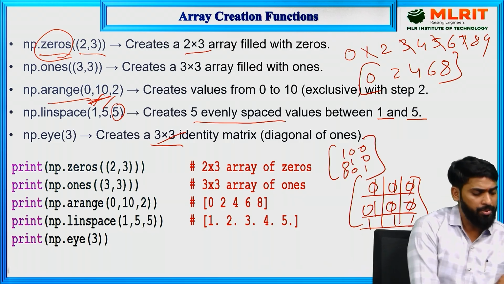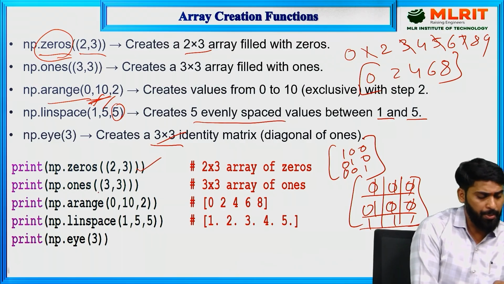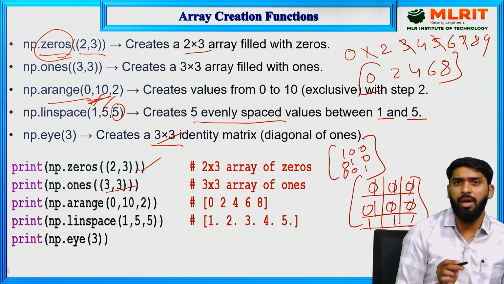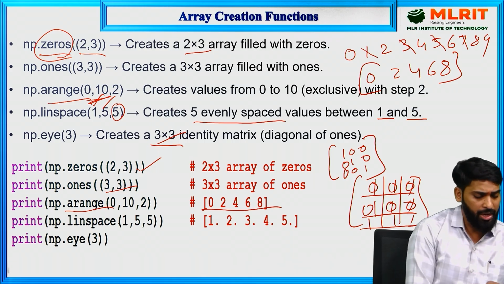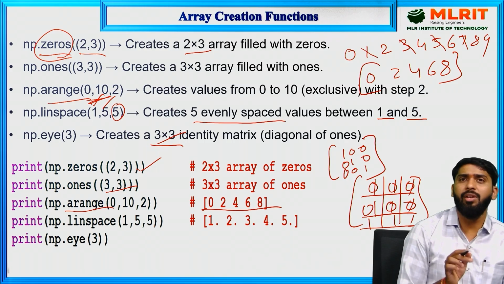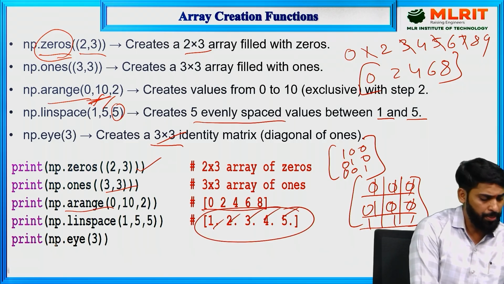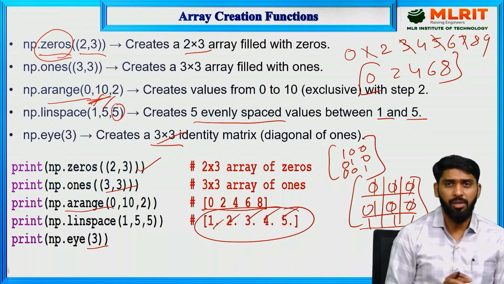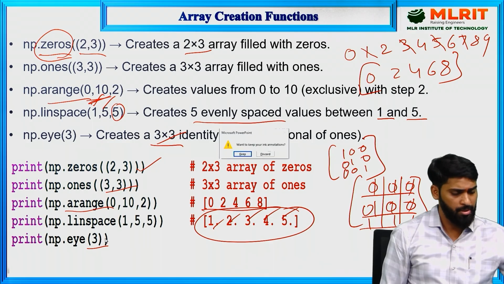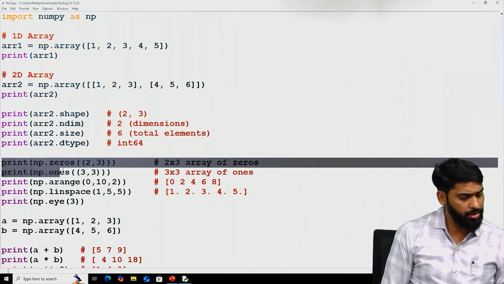Now, np.zeros(2, 3) means a 2 by 3 array of zeros. np.ones(3, 3) means it creates a 3 by 3 array of ones. np.arange(0, 10, 2) creates an array like this: 0, 2, 4, 6, 8. linspace(1, 5, 5) means it creates evenly spaced values between 1 and 5 as 5 numbers: 1, 2, 3, 4, 5. Print np.eye(3) means it will create one 3 by 3 identity matrix. Let us execute these instructions. This is the 1D array creation. This is the 2D array creation. So let us execute these.